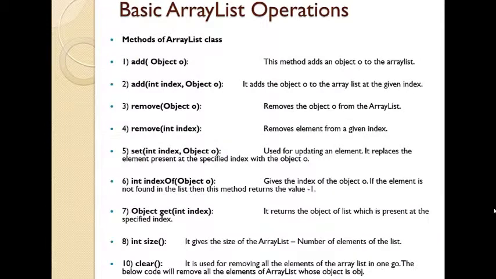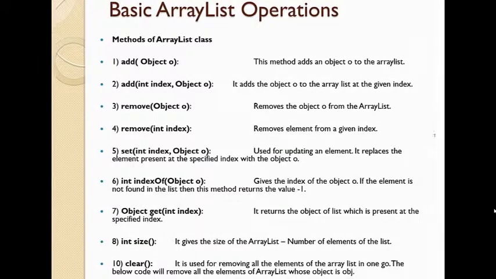Moving forward, some of the basic ArrayList operations which are supported by the underlying data structures. First, we can add an element to an array. We can add an element by passing the index location of it. We can remove an element at a particular index location. We can set an element at a given index. We can take the index of an element. We can retrieve the element by passing it the index number. We can see the size of my collection. We can clear out the collection, make it empty.